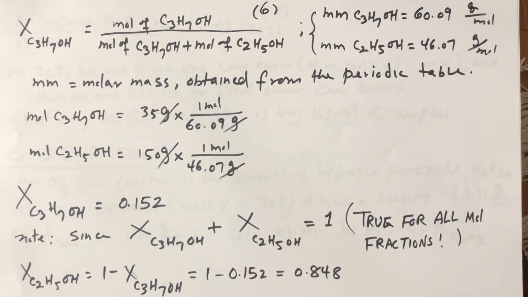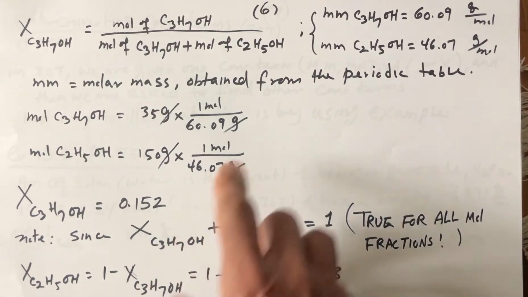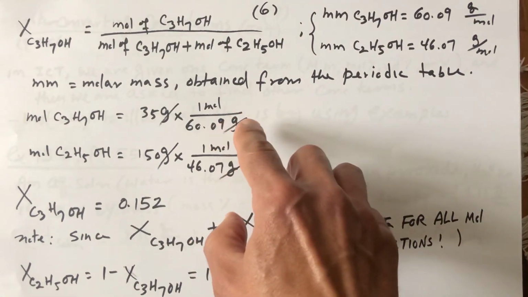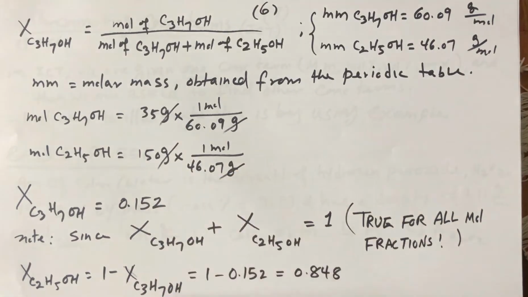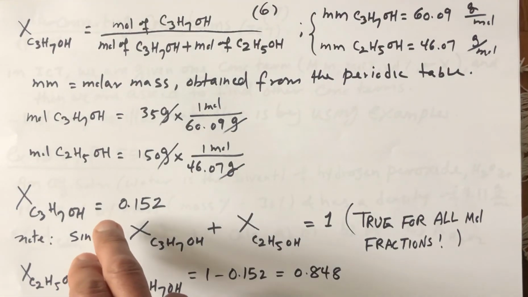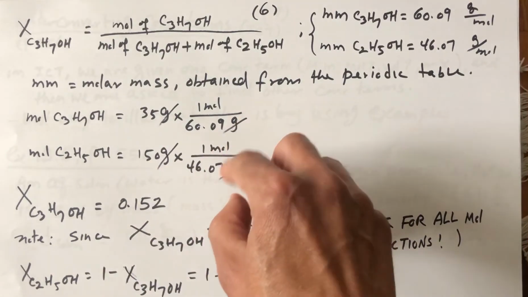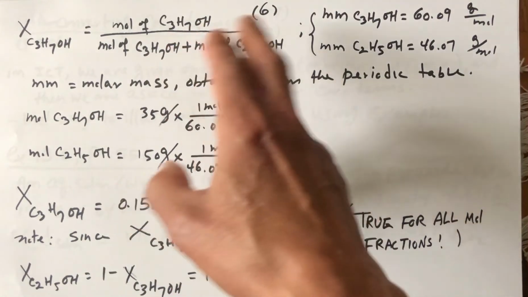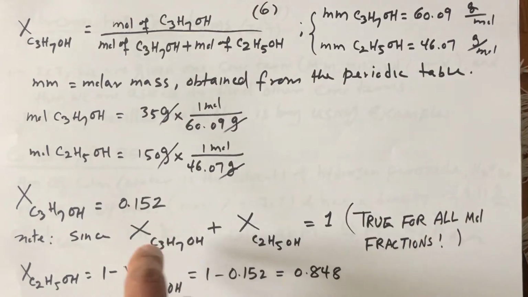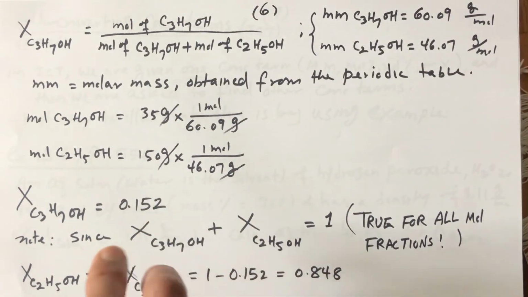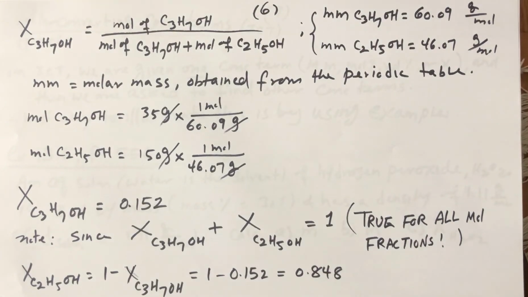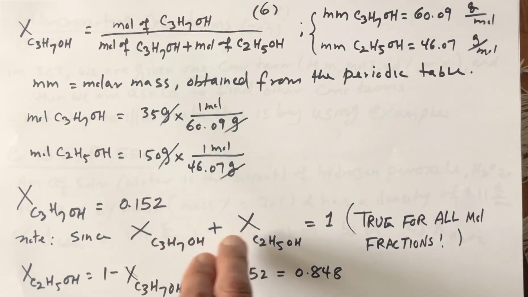So these are the numbers that we get from the periodic table. Again, if you divide the mass by the molar mass, you get the moles. So that's what I've done here. I have the moles of C3H7OH, the moles of C2H5OH. So you can basically calculate these numbers and substitute them in this equation here to get 0.152.